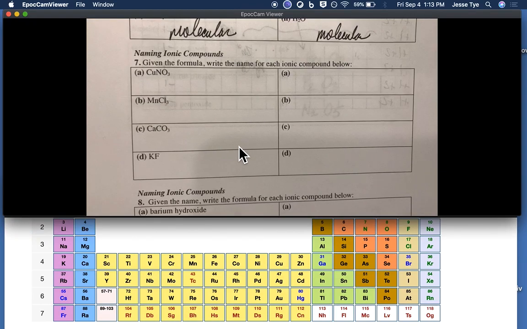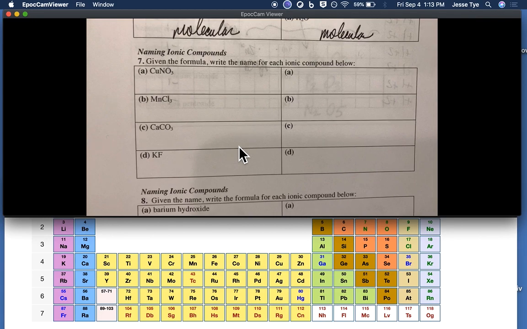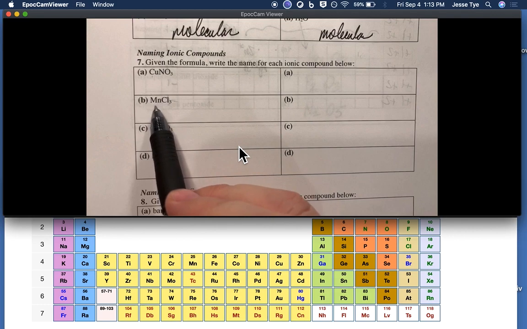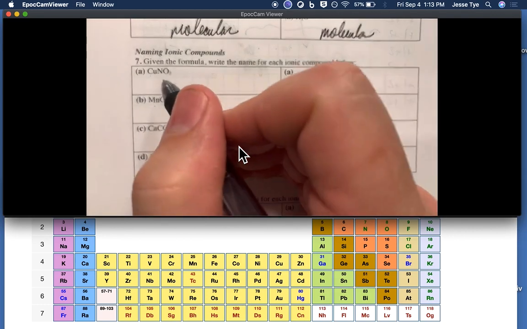All right, now all of these, I went ahead and told you that this group is ionic. We're going to have to name these ionic compounds. And so for these ionic compounds, we first look at the cation. And it's always, for these, going to be the first element that we have. So copper, manganese, calcium, and potassium.